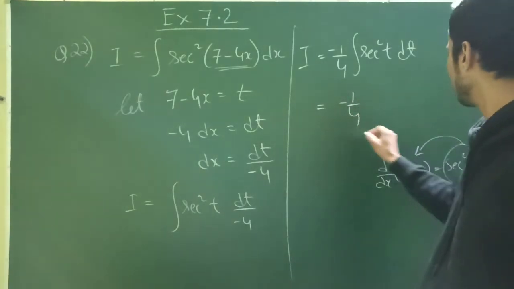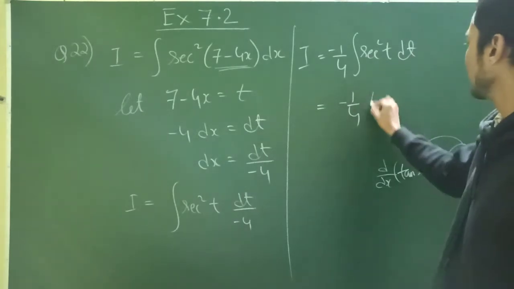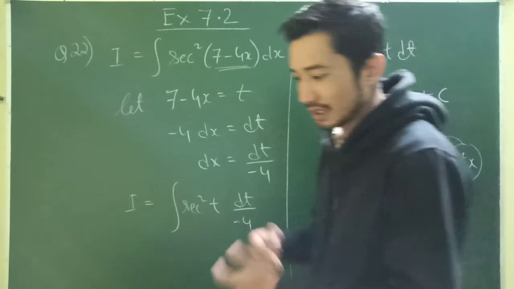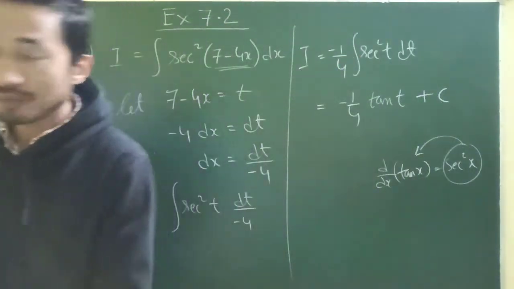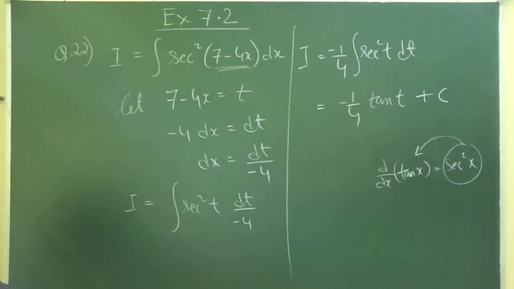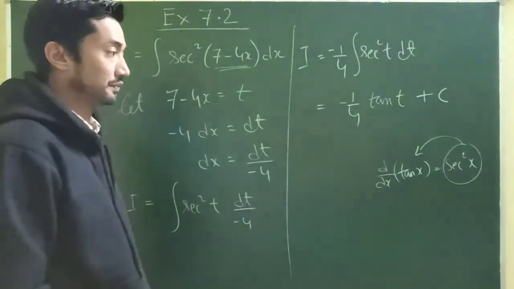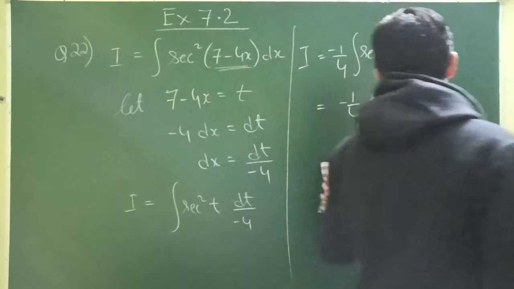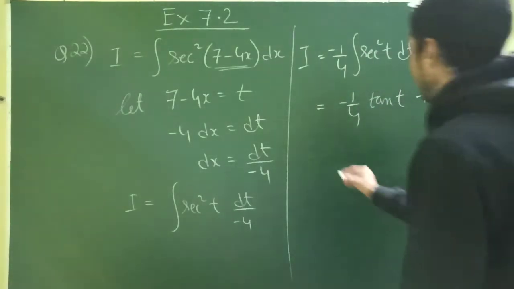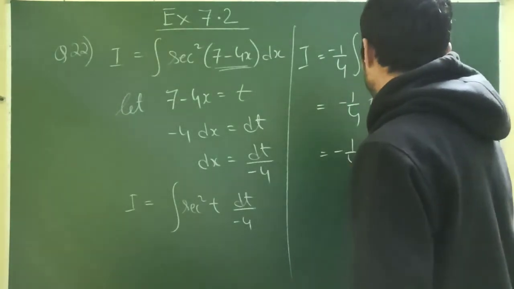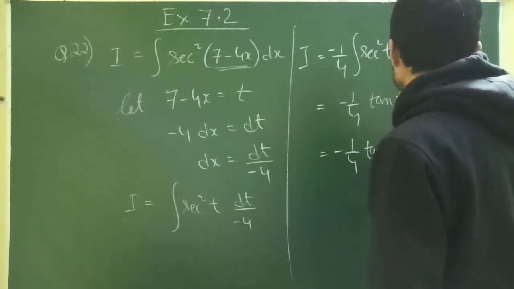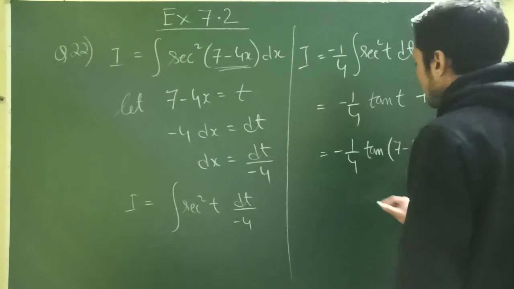So we have that formula. So that's minus 1 by 4, and the integral of sec square t would definitely be tan t plus c. That's how you can easily come across the formulas. Once you remember the formulas for differentiation, it's not so tough to remember the formulas for integration. So that is going to be minus 1 by 4 tan of, the t value was 7 minus 4x, plus c. That's our integral.